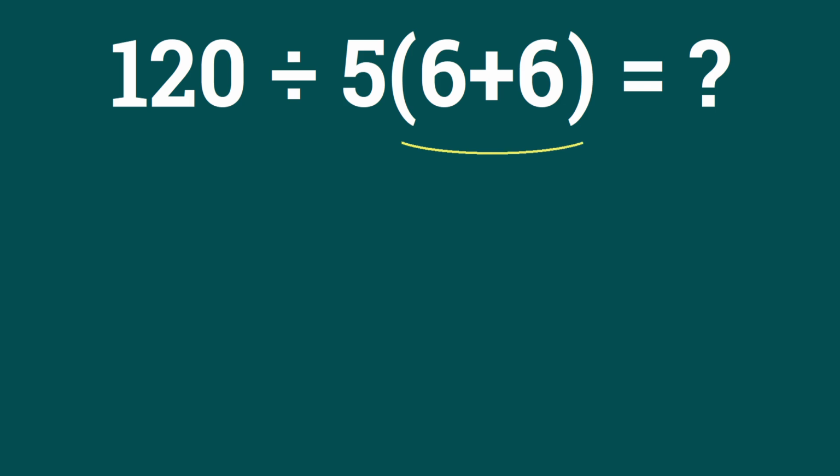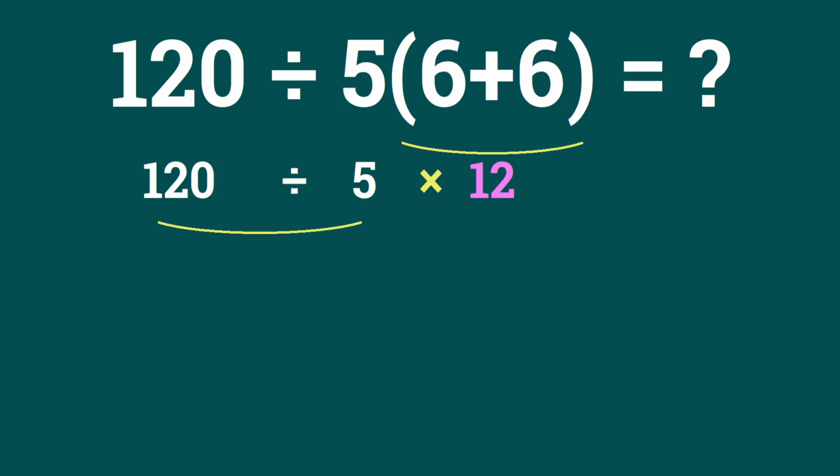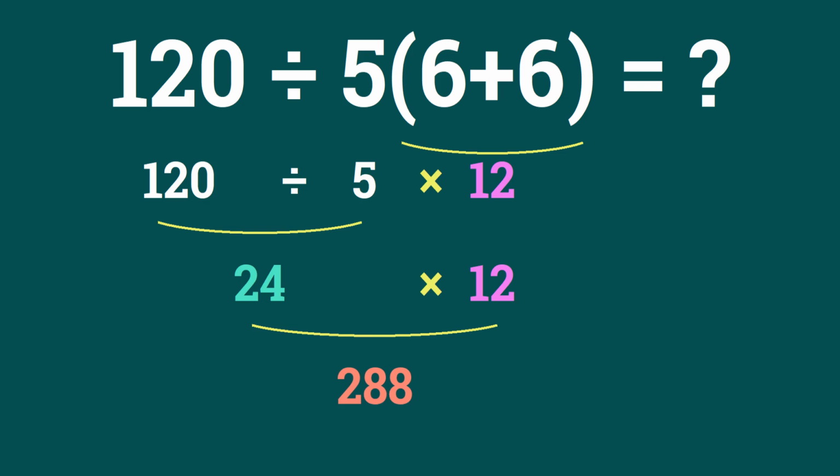So first this parentheses. Inside this parentheses we have 6 plus 6, which equals 12. So 120 divided by 5 times 12. Now we have one division and one multiplication. So we have 120 divided by 5, which equals 24, times 12, which equals 288. And this is our final answer to this problem.